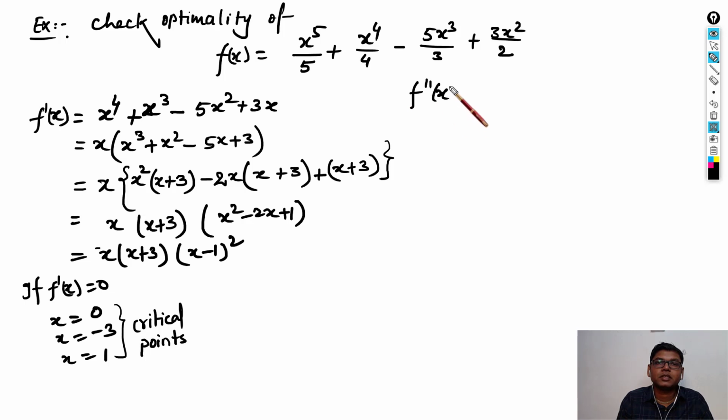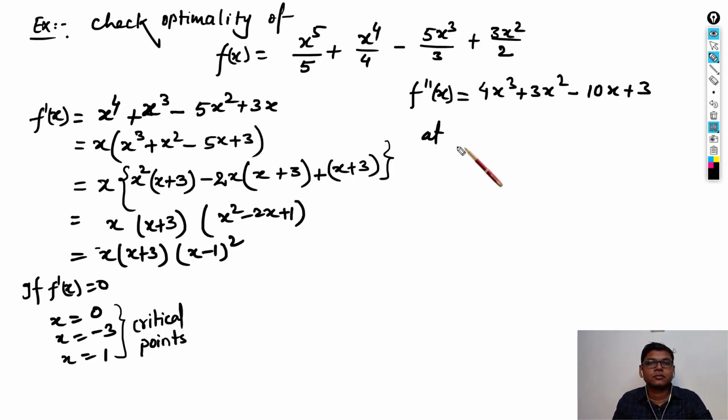F double prime x is equal to 4x cube plus 3x square minus 10x plus 3. So just leave that. F double prime 0, first check at 0, it is 3. It's 3 greater than 0, that means minima. You are going to get minima.